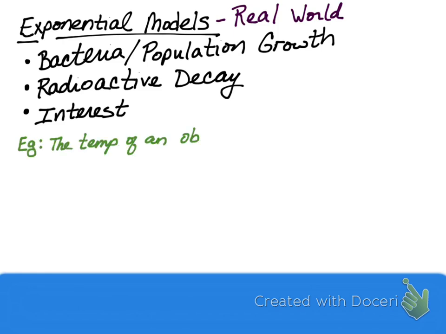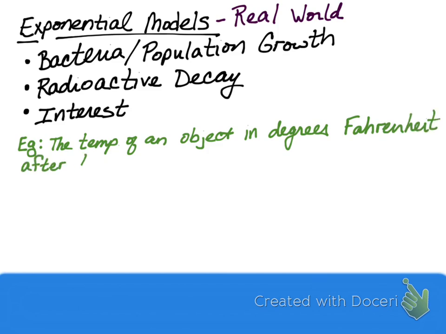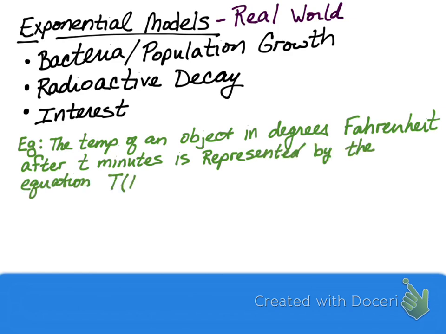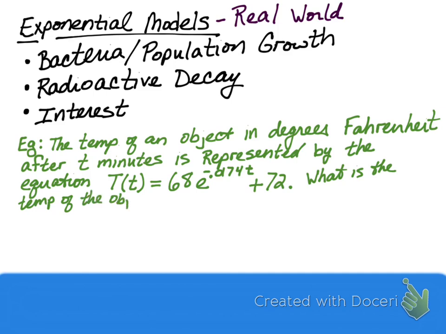So for our first example, let's say that we are told that the temperature of an object in degrees Fahrenheit after t minutes is represented by the equation T of t. So capital T is the temperature at little t, which is the time, is given by the expression 68 times e to the negative 0.0174 t plus 72. What is the temperature after 1.5 hours?